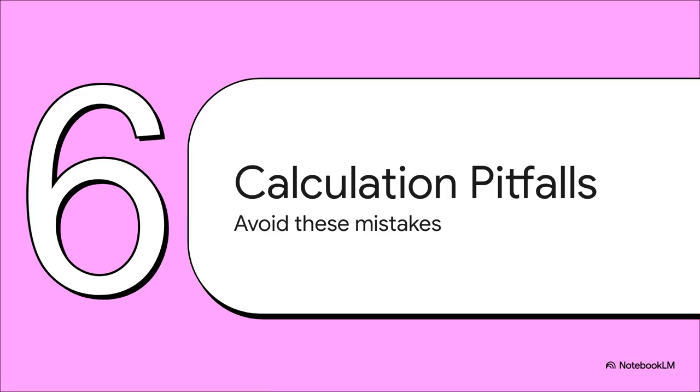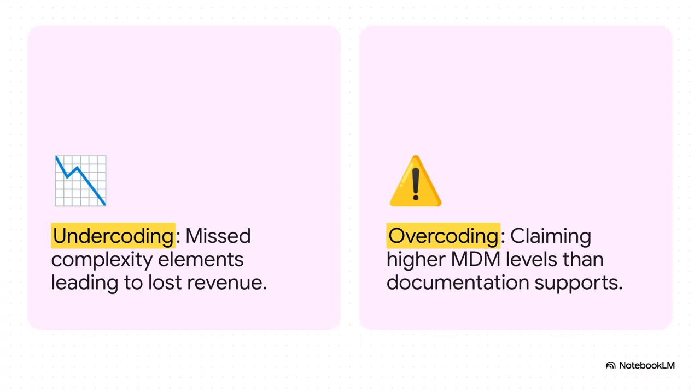Section 6. Common calculation pitfalls. Before we wrap up this explainer, we really need to address where coders and providers, honestly, frequently make mistakes during these calculations. The 2 biggest traps are undercoding and overcoding. Undercoding often happens when providers actually do complex work, like reviewing extensive prior records or consulting with an independent historian, but they fail to explicitly document it.